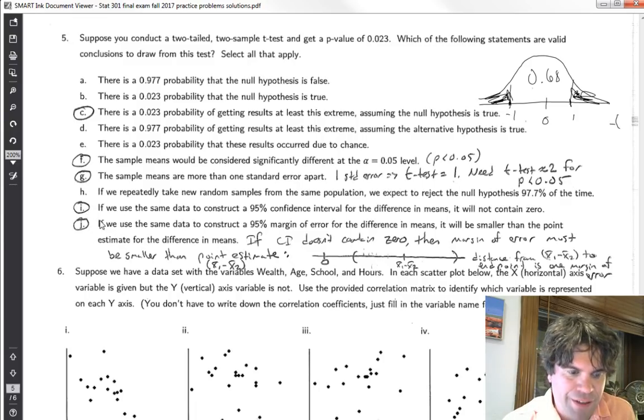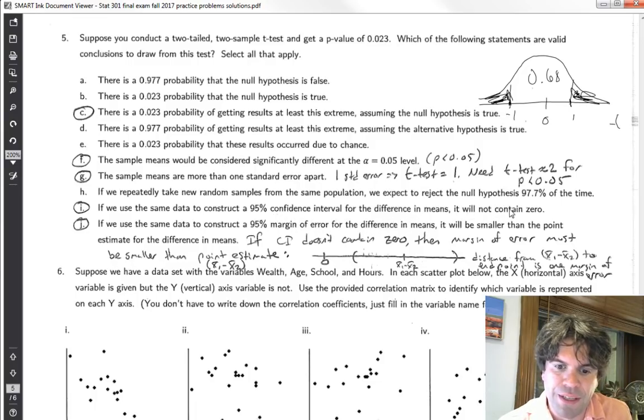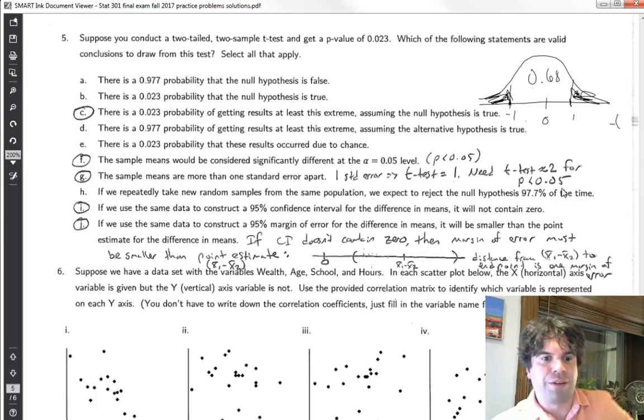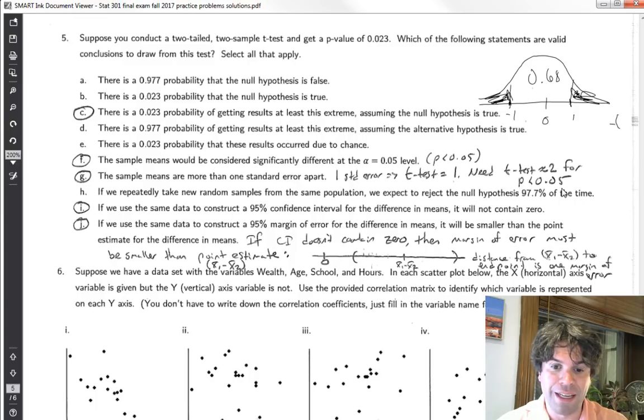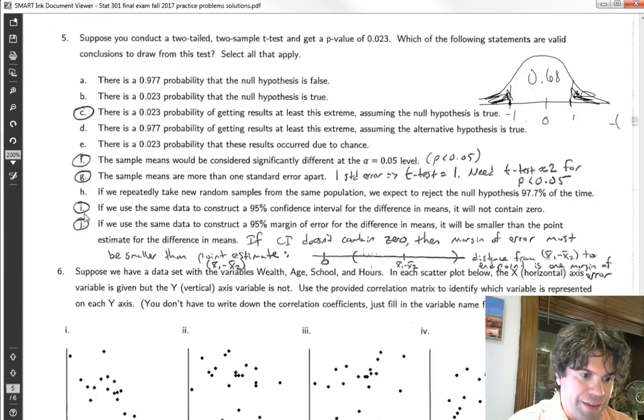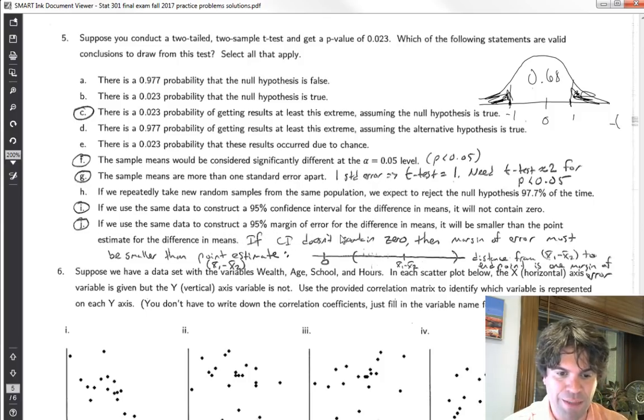Okay, I and J are very similar. So I says if we use the same data to construct a 95% confidence interval for the difference in means, it will not contain 0. Yes, the p-value is less than 0.05. If the p-value is less than 0.05, the corresponding 95% confidence interval is not going to contain the null hypothesized value, which in this case, because it's a 2-sample t-test, is 0. And then J is just kind of a more complicated way of saying I, which is very similar to what we said in G, which is if we use the same data to construct a 95% margin of error for the difference in means, it will be smaller than the point estimate for the difference in means. This is kind of what I was trying to explain with J.